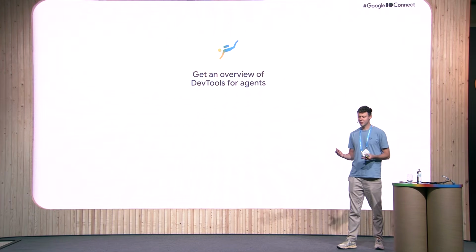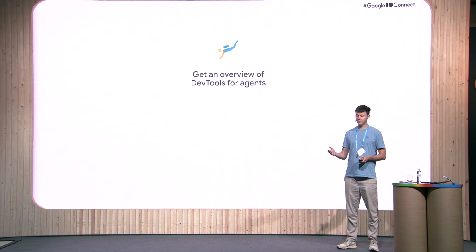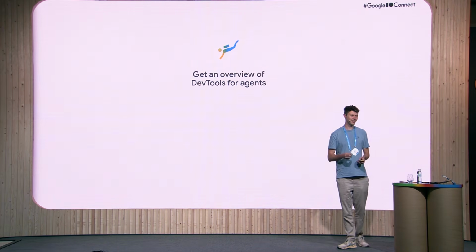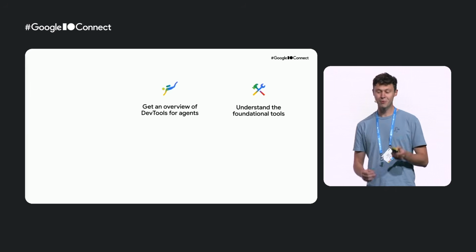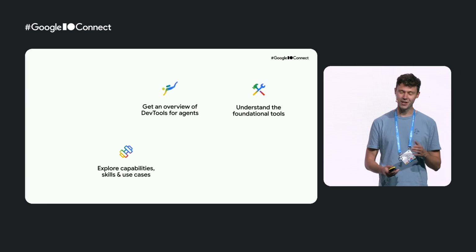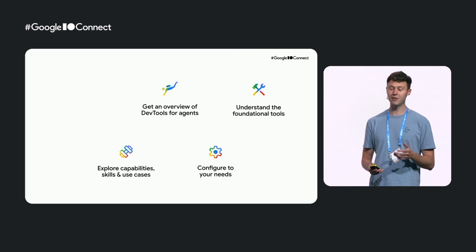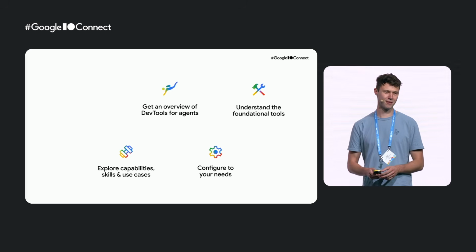We're going to start with a general overview of what Chrome DevTools for Agents is, where it lives, how it relates to your other tools, and how your agent can actually use it. Then we're going to look at the foundational technologies that enable the capabilities of DevTools for Agents. Having a basic understanding of those will be the foundation to understand the actual capabilities and use cases. Before we look into the various configuration options and finally how you can get started yourself.